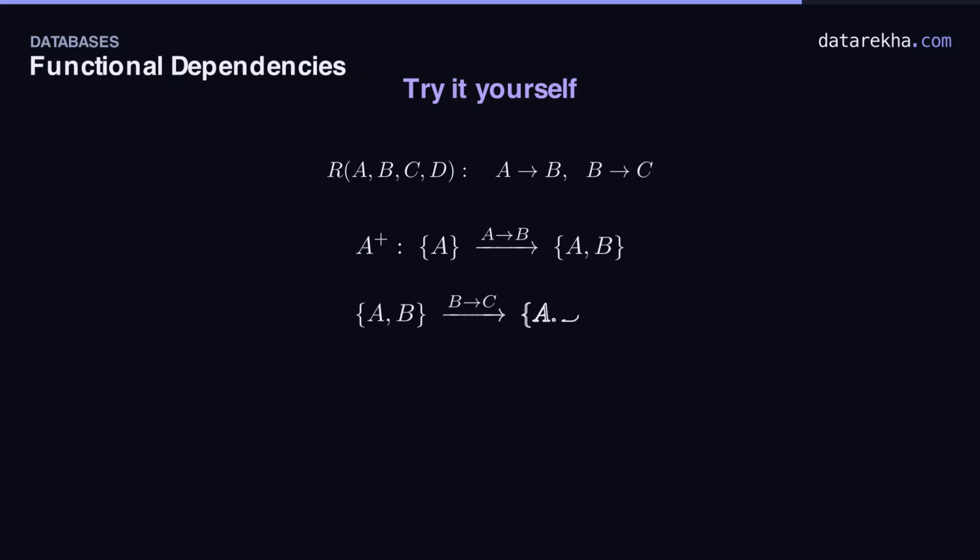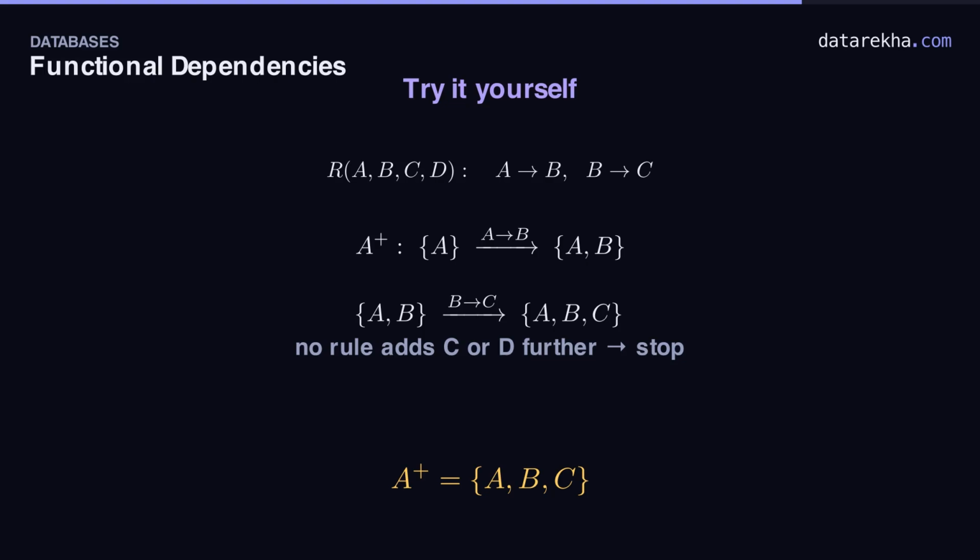Seed the closure with A. The rule A gives B fires, so add B. Now we have A and B. Then B gives C fires, so add C. The set is A, B, C. Anything left? No rule has C on the left, and D never appears on any right side, so nothing can pull D in. A full pass adds nothing, and we stop. The closure of A is A, B, C. If you got that, you have got the whole method.